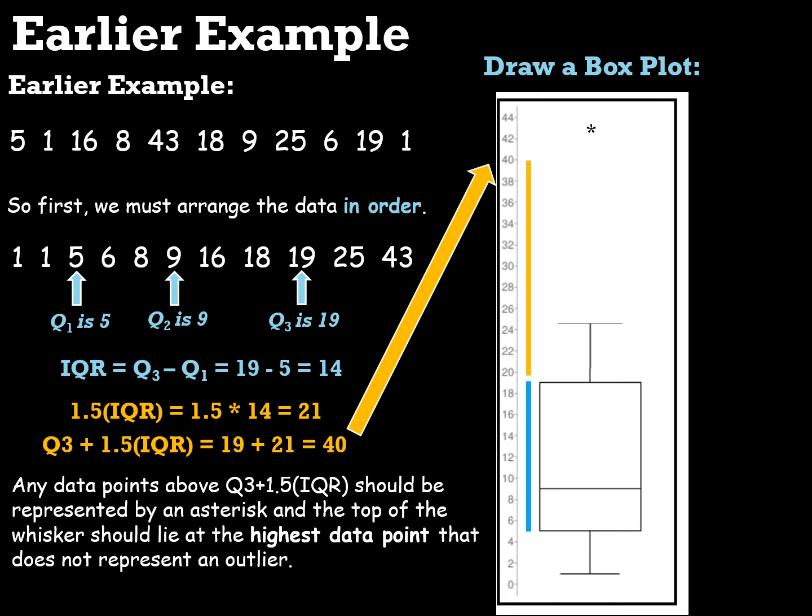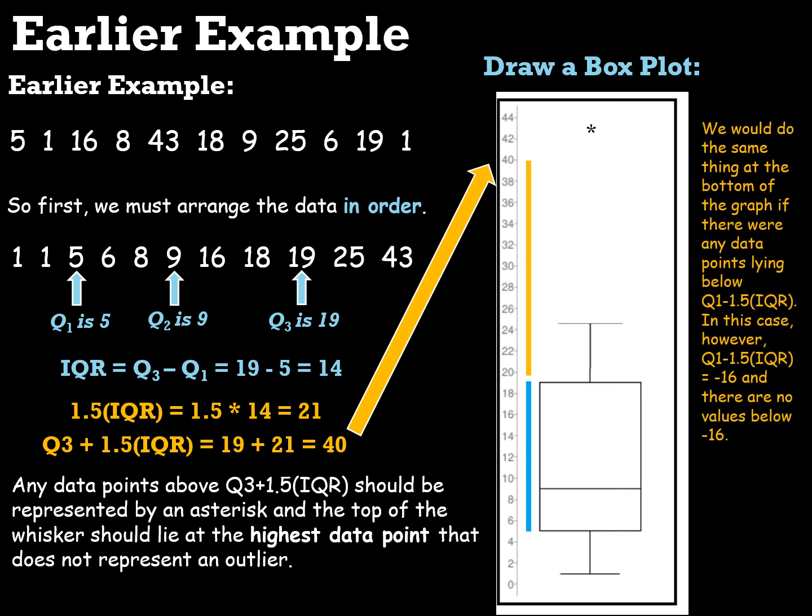Then the top of that whisker would be just the next highest data point that is not considered an outlier. Okay, so below 43 is the data value 25. For the 43, we have that as an asterisk, but the whisker only goes up to 25 because that's the highest value that's not considered an outlier. Okay, so that's how our example would change once we realize that we have an outlier there.